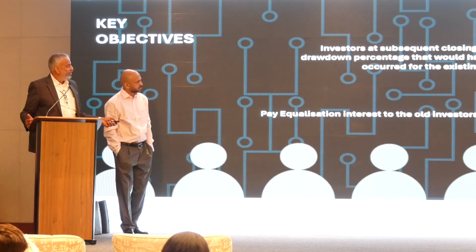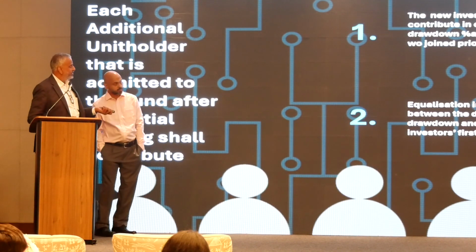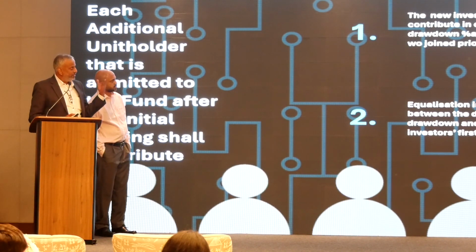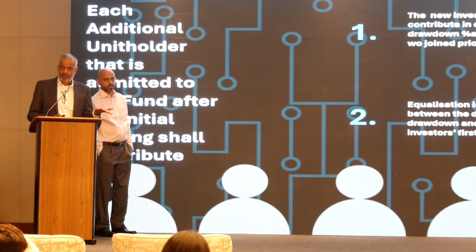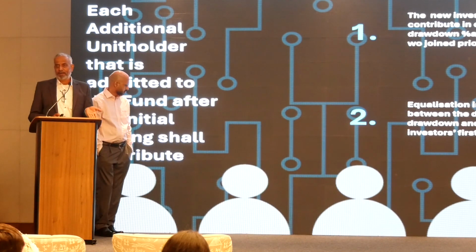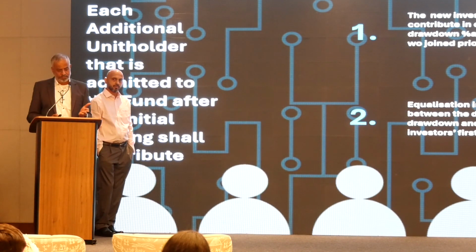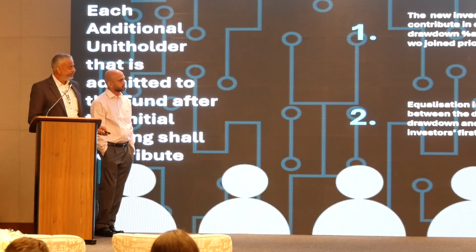This is the same thing. So the new investors are required to contribute in order to match the drawdown percentage. In our example, we said 20% of the commitment was already paid by the original investors. So the new investors also have to put in 20% of their commitment as the drawdown. And there is an equalization interest.